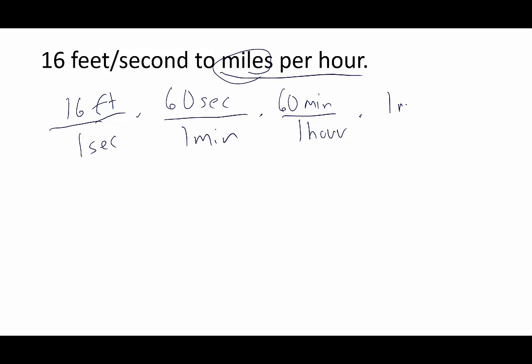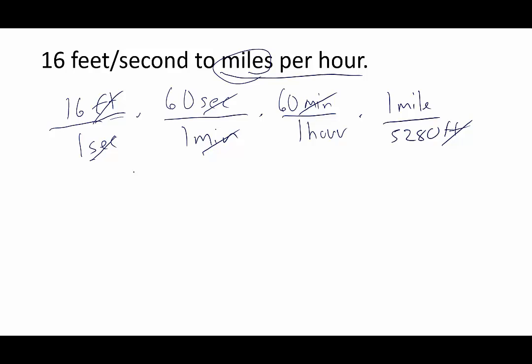So 1 mile is 5,280 feet. So at this point right here, we can cancel out units. Our seconds cancel out, our minutes cancel out, and our feet cancel out. So what we're basically going to do is multiply across the top, and we'll find out how many miles it can go in how many hours.